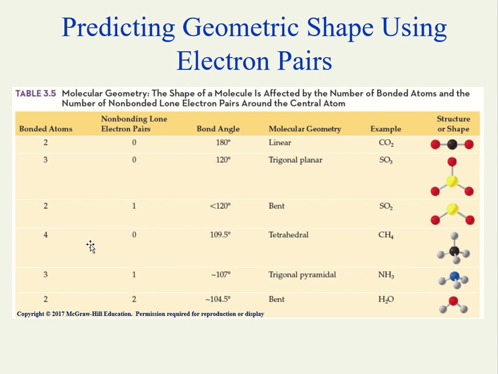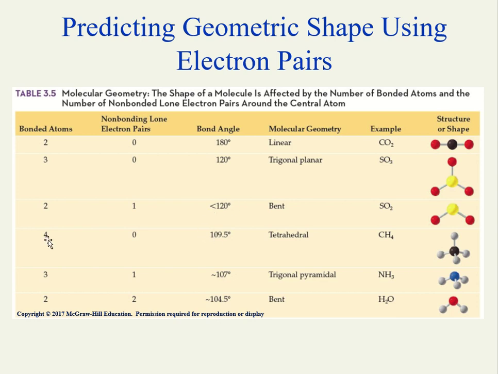Then we looked at tetrahedral with methane, then trigonal pyramidal with ammonia, and bent with water. How do you figure out what's going to be the molecular geometry? You have to memorize these names. You also must memorize the angles: 180 degrees for linear, 120 for trigonal planar. You don't have to memorize exactly how much it will be if it's less than 120 in case there is a lone pair, but it will be less than 120. That's all you need to know.